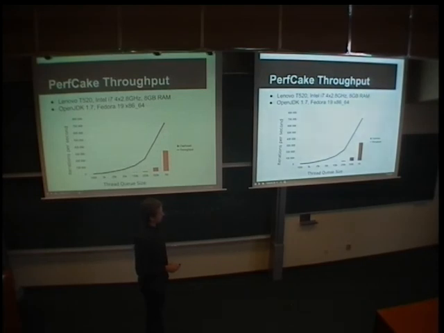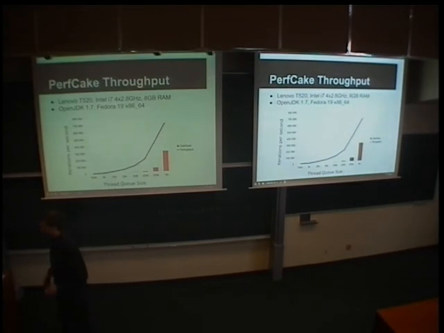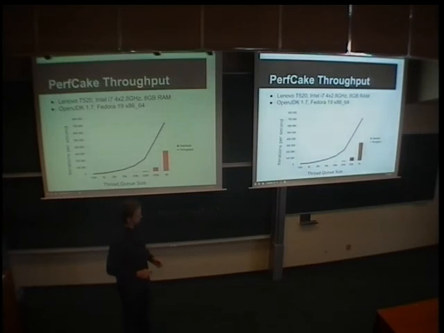So somewhere between here and here, the overhead of PerfCake starts to be significant. Currently, on this hardware, we are able to safely generate something around 200,000 requests per second, which is quite enough for most of the applications we tested with it. The size of the message is quite a different thing. This is just the theoretical throughput of PerfCake, of the framework itself.